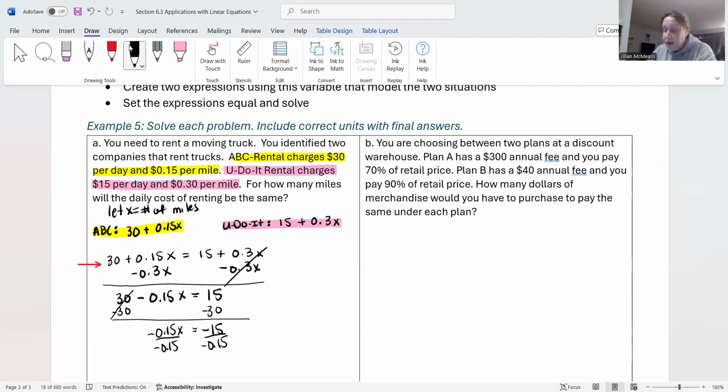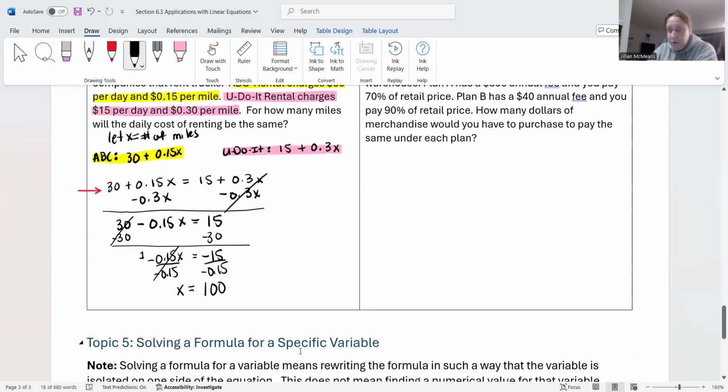On the left, negative 0.15 divided by negative 0.15, we say they cancel. Just remember, they cancel because they have a quotient of 1. 1 times X is X. And then if you need to, you can again use a calculator here, but negative 15 divided by negative 0.15 is 100. Well, 100 what? 100 miles. So at 100 miles, the costs are the same. And that's it.